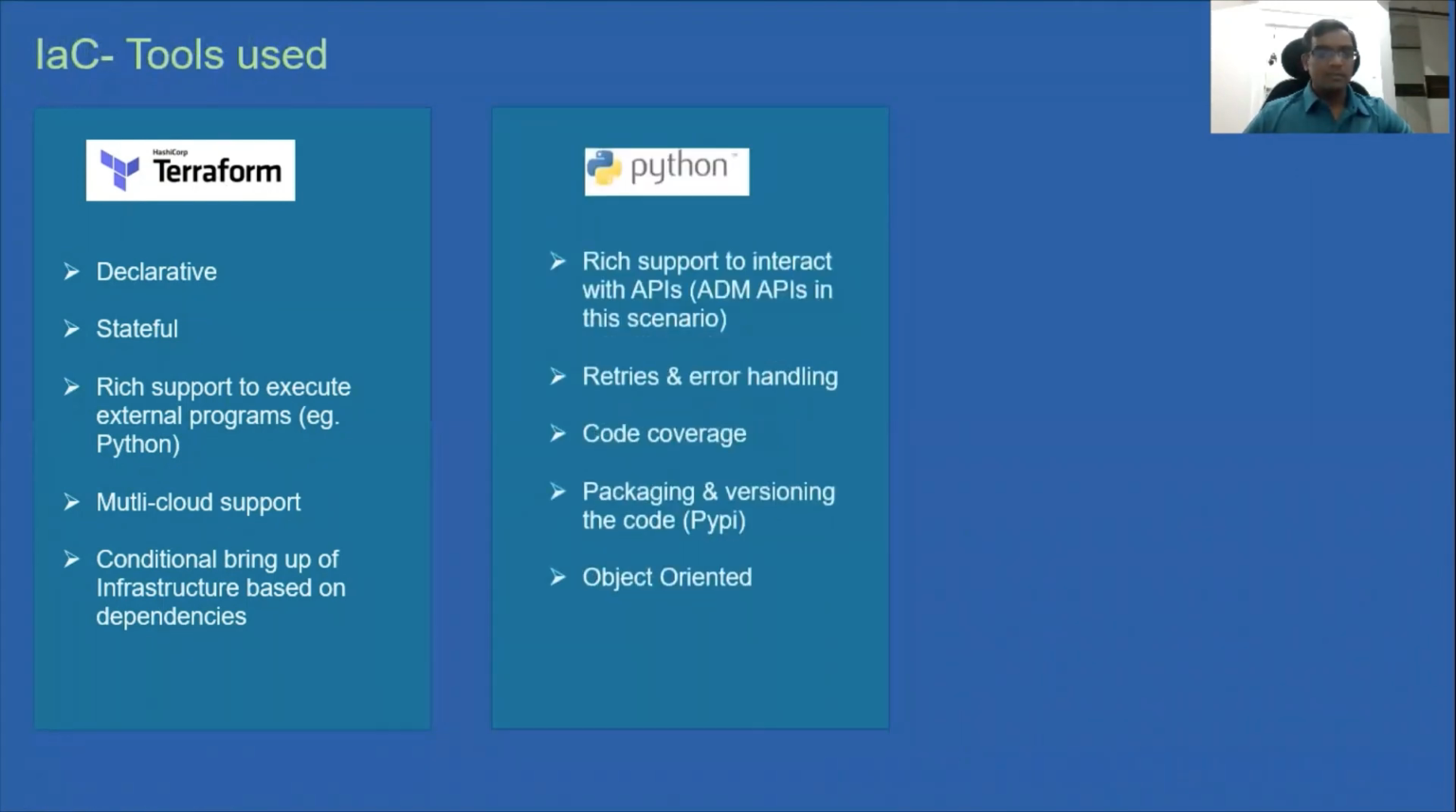Coming to Python, Python has a rich set of support to interact with the APIs. In our case, we will be interacting with the ADM APIs. Retries and error handling for the APIs are also easier with Python. Also, you get very efficient code coverage and you can validate your unit tests and measure the efficiency of your code.